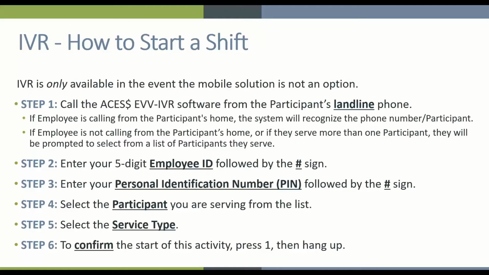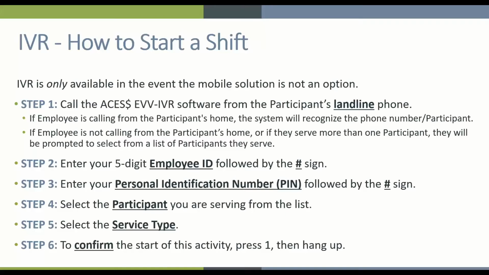Now the first step is to place a call from the participant's landline telephone. If the employee is calling from the participant's home, that system's typically going to recognize the phone number or participant. But let's say the employee is calling from a hotel phone, a pay phone, a cell phone, a phone number not associated with the participant's landline telephone. They will technically be able to clock in and clock out, but it will not be EVV compliant. Okay? So that's important to be aware of. So maybe if you're going on vacation, you don't have a smart device, and you're accompanying the participant, that could be done, but that should not be the norm. That should not be the day-to-day operation.